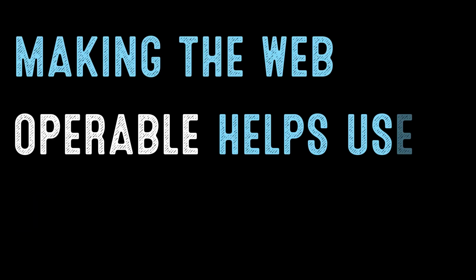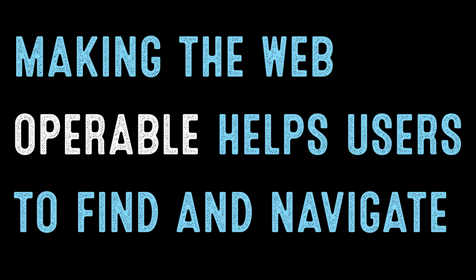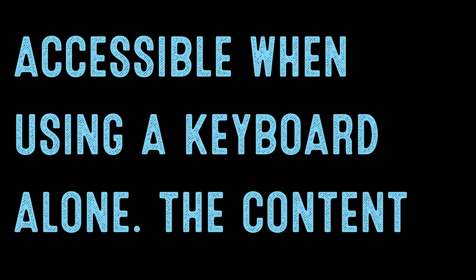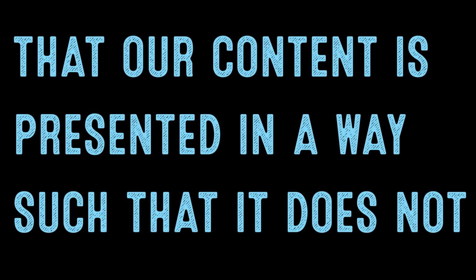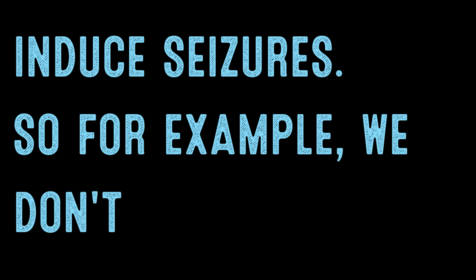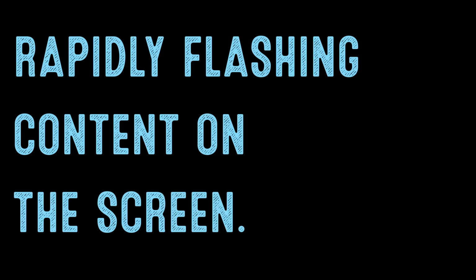What does operable mean? Making the web operable helps users to find and navigate through the content. This means content should be entirely accessible when using a keyboard alone. The content should be available on screen long enough for all users to read and act on that content. And we want to make sure that our content is presented in a way such that it does not induce seizures. So for example, we don't want to have rapidly flashing content on the screen.